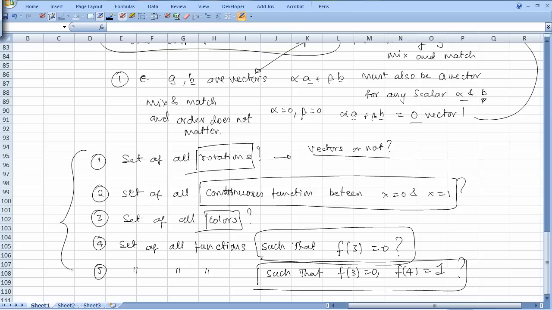When we meet for class again, we will talk about whether these things are vector spaces or not. And if you have questions, write them down so we will discuss it in class.